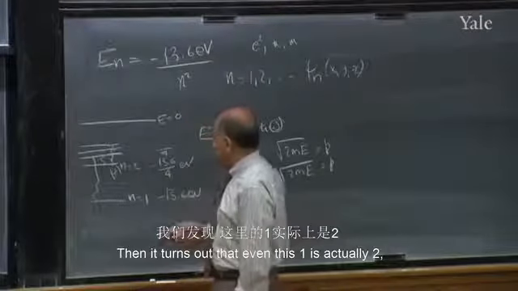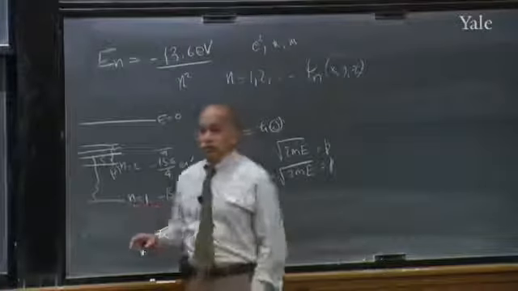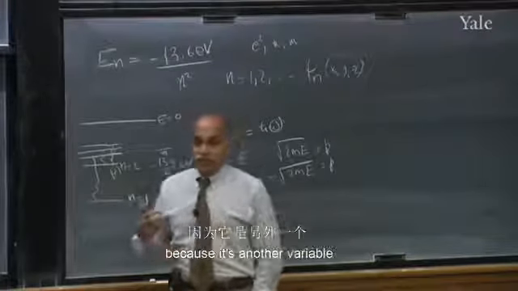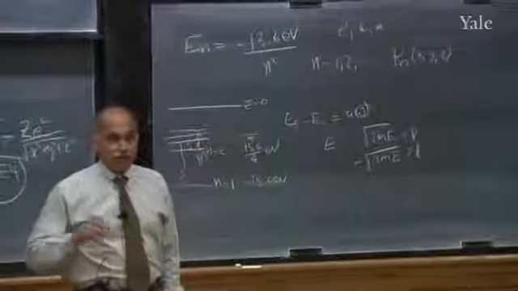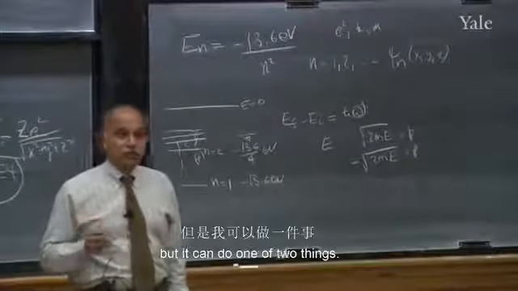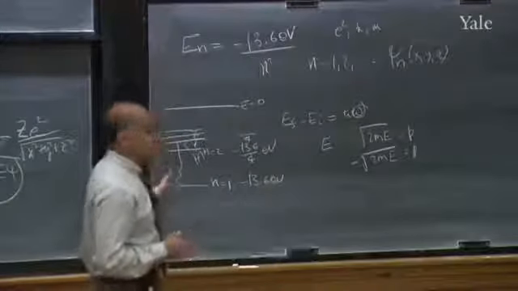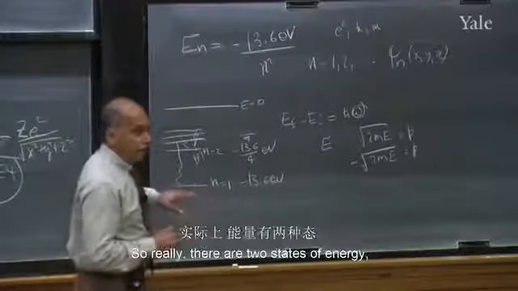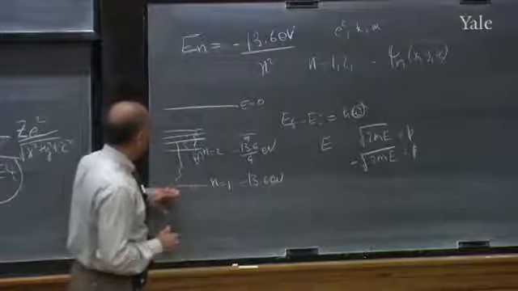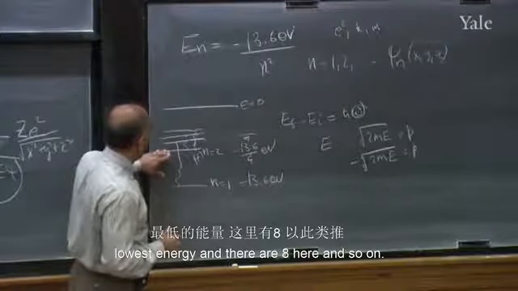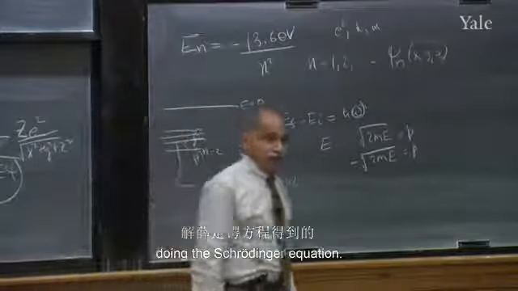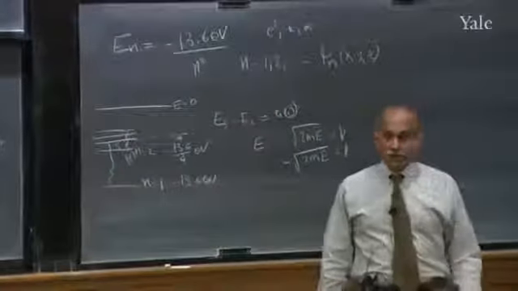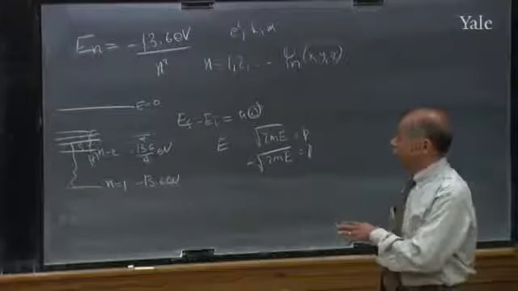Then it turns out that even this 1 is actually 2, because there's another variable which has not entered our physics, called the spin of the electron. I don't want to even go there, but it can do one of two things. So everything I do here, you got to double. So really, there are two states of lowest energy, and there are 8 here and so on. These magic numbers come out of doing the Schrodinger equation. All right, so that's an example of what you can do with quantum mechanics.